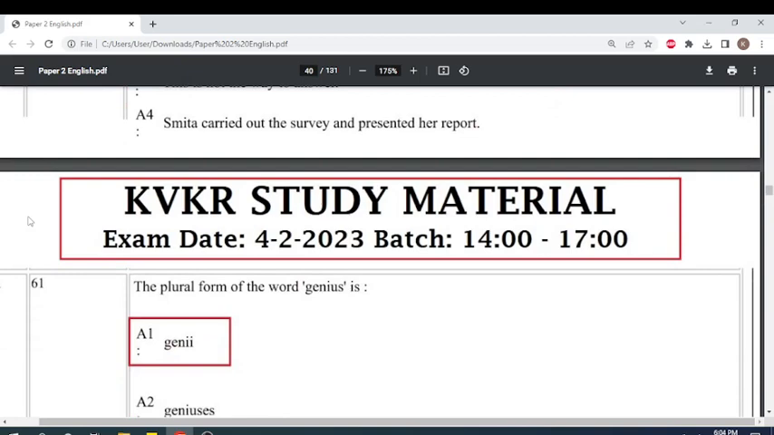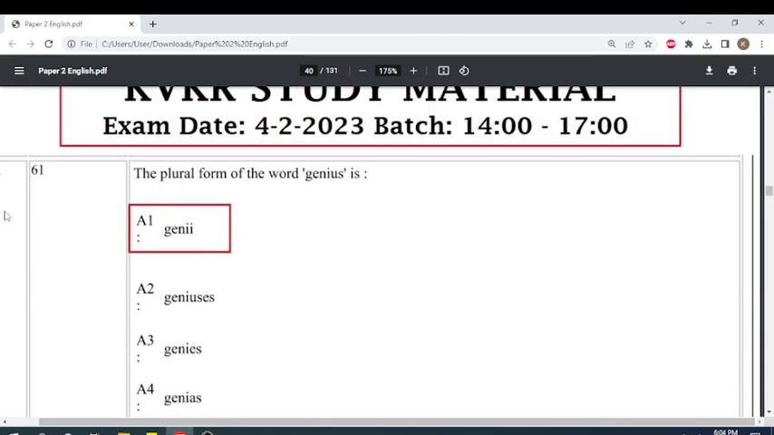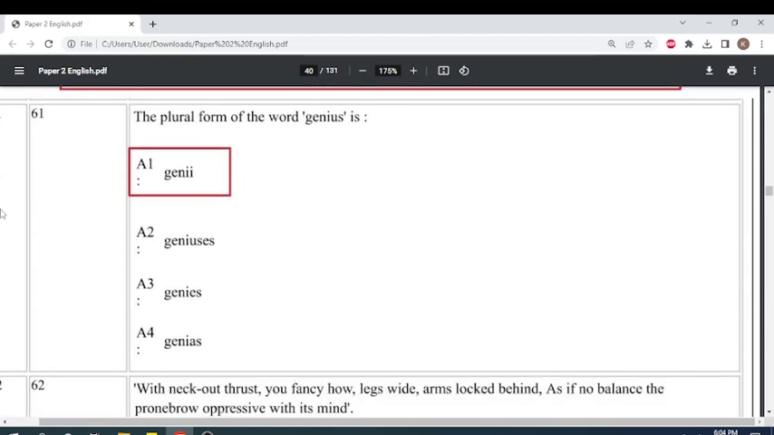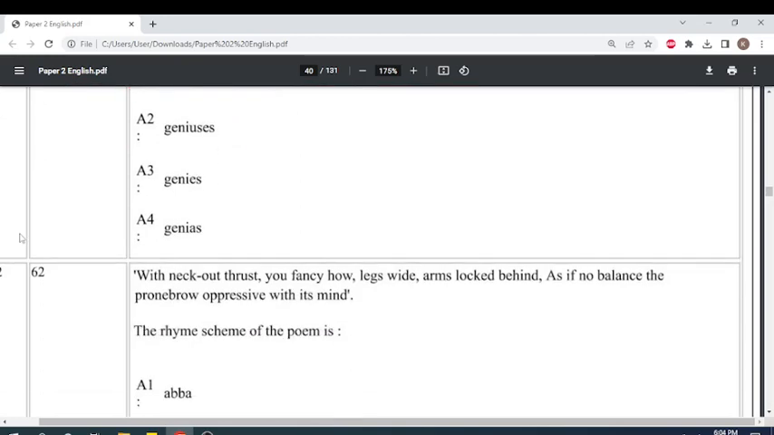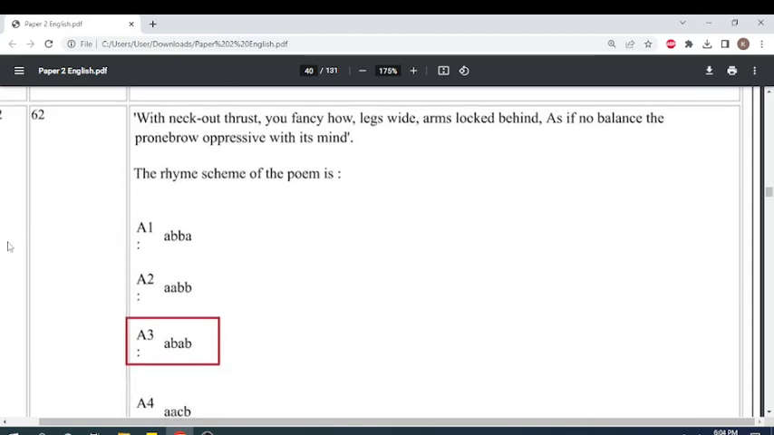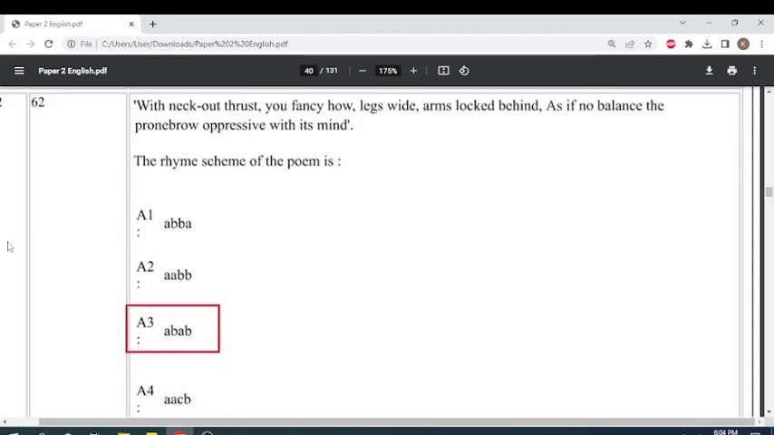The next question paper is the 4-2-2023 question paper, afternoon batch. 61. The plural form of the word genius is? Answer A1, genie. 62. With neck out thrust, you fancy how legs wide, arms looped behind, as if no balance the prone row oppressive with its smile. The rhyme scheme of the poem is A3, AB, AB.